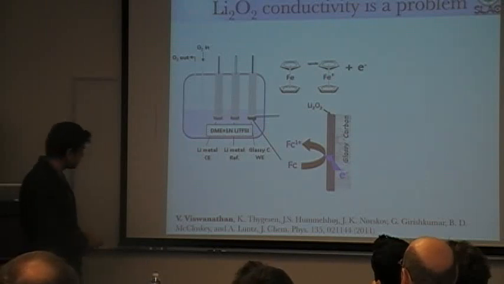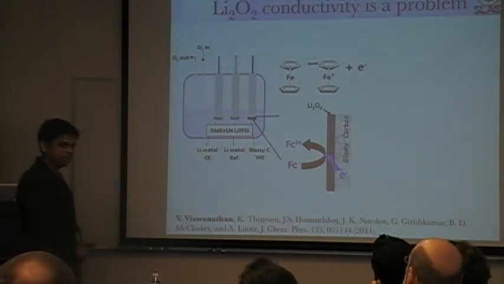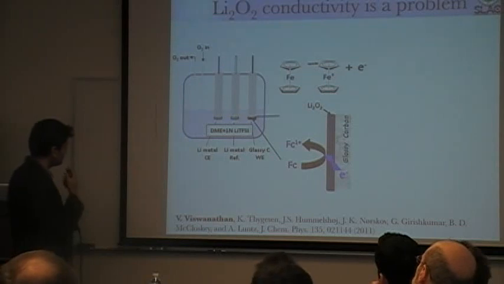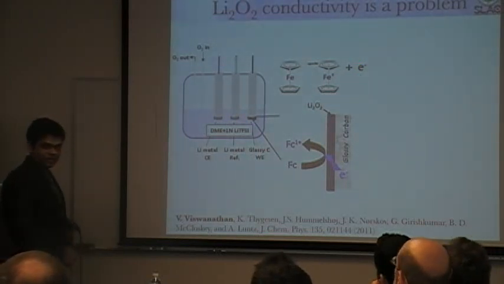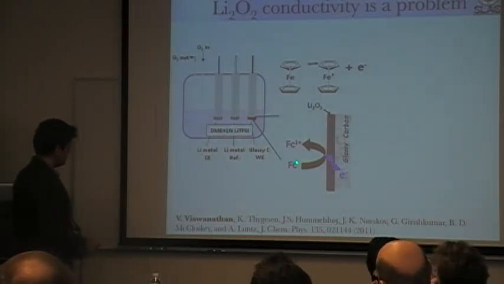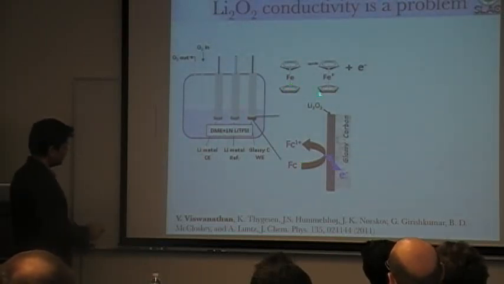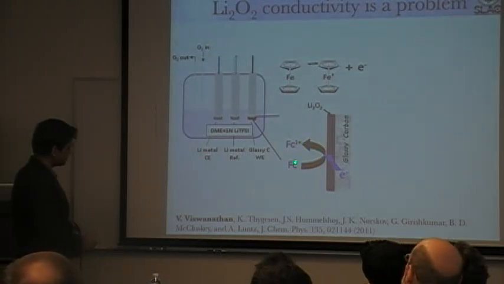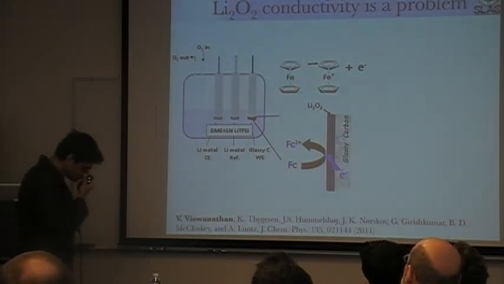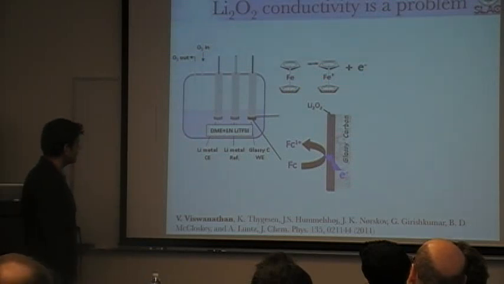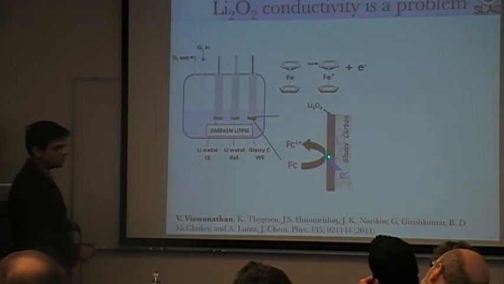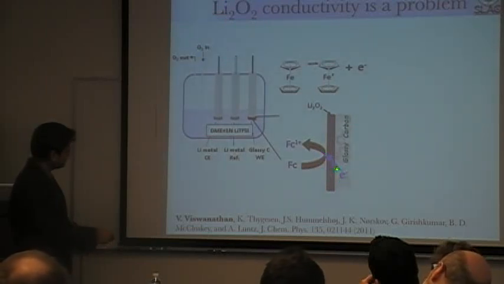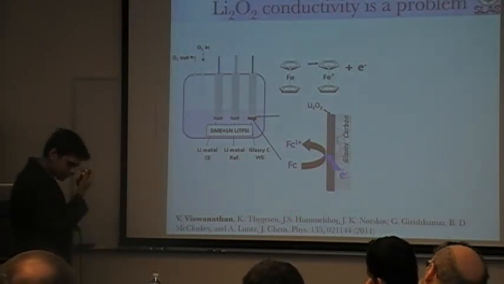Right? Now here's where the story gets interesting, because lithium peroxide is a wide band gap semiconductor. It has a band gap of about 5 eV. So what we wanted to see was what's the rate of electron transport. And so they did this really nice experiment where they put in a reversible redox couple, ferrocene-ferricinium. So it's an iron 2 plus to iron 3 plus reaction. What this measures is the rate at which you produce electrons, the rate at which you bring electrons to this electrode surface, essentially the lithium peroxide interface.